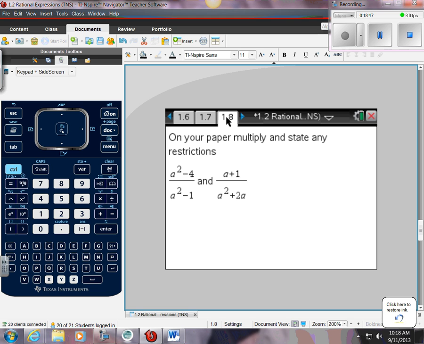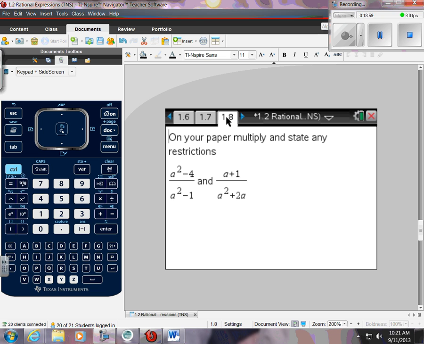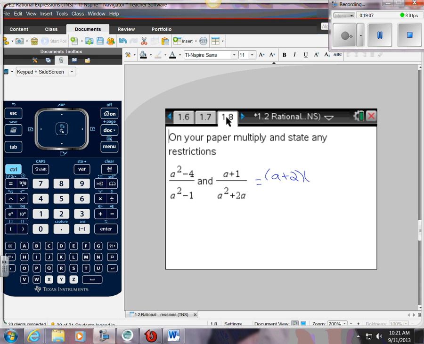Yes, that's it. Okay, so next one, I want you to go ahead and factor everything out, cancel, multiply, and then state your restriction, please. Restrictions or restriction. Go ahead and give it a shot. All right, so numerator, first fraction, a squared minus 4. How's it factor? Excellent. Denominator, first fraction, how's it factor? Excellent.